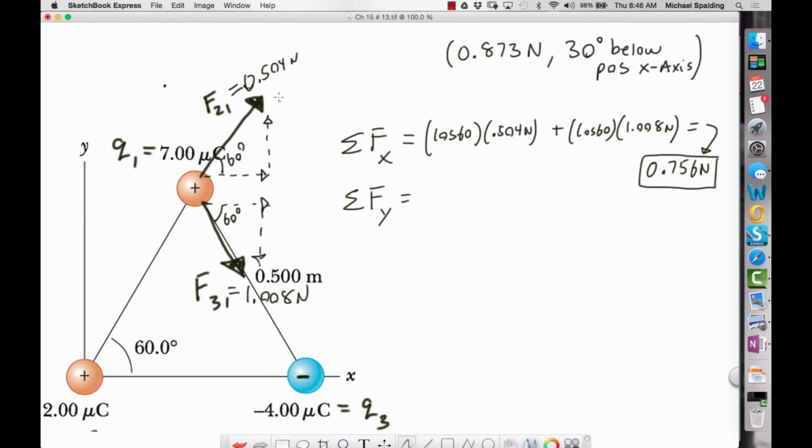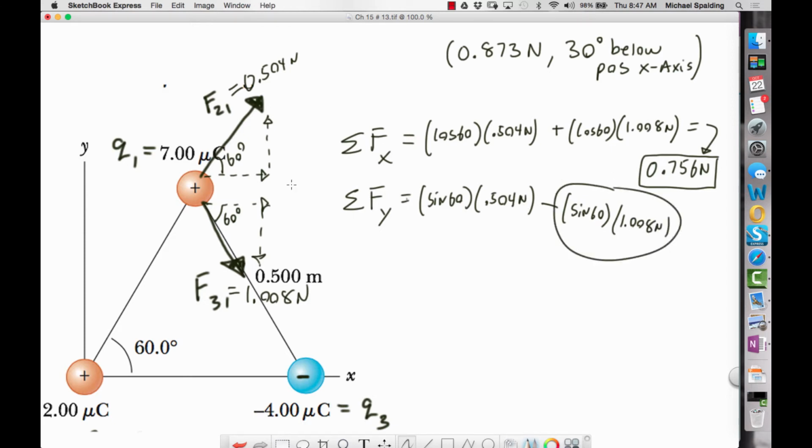Okay, for the y direction, we have this guy and this guy. We have two y forces. So summing the forces in the y, we'll start with this guy. You're going to go sine 60 times 0.504, and then minus sine 60 times 1.008. This right here is this guy. This adds up to negative 0.43648. We're almost done.